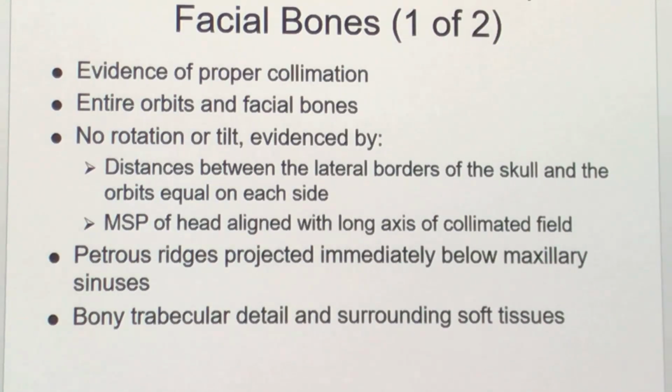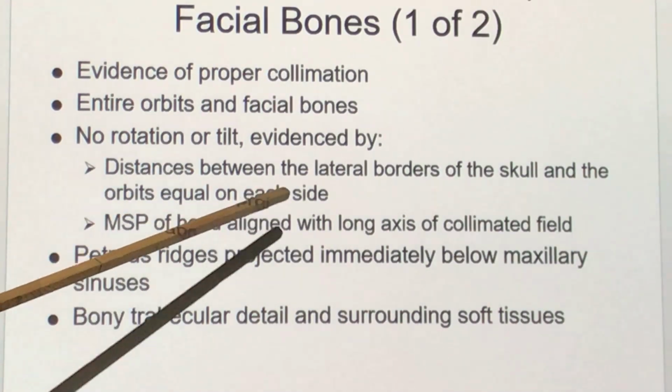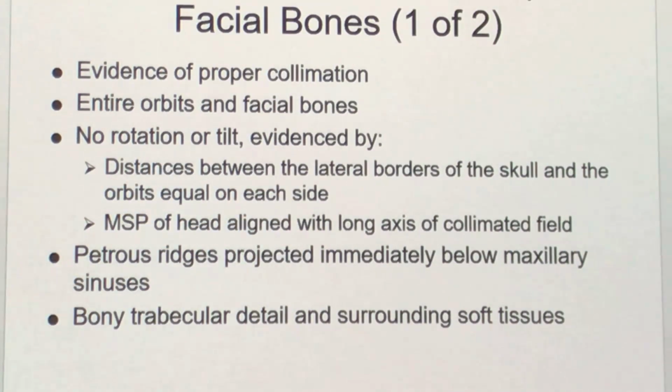And what you should see is good collimation on both sides. You should see the entire orbits and the facial bones. There shouldn't be any rotation or tilt. And how we're going to see that is the distance between the lateral borders of the skull and the orbits on each side. And we talked about that whenever we first went over the Caldwell. We looked at the same thing. And the mid-sagittal plane of the head should be aligned with the long axis of the collimated field.